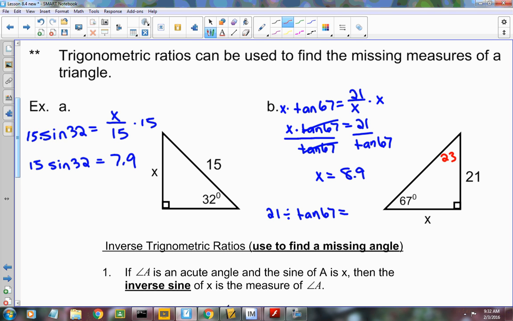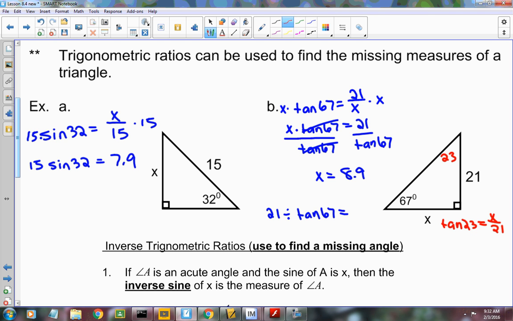So instead of using the 67 degree angle, I could use the 23 degree angle, and I would do tangent of 23 equals x over 21. That's going to give you 8.92, because you're just using this angle instead of this one. You're still setting it up the right way, and you could get the same answer doing it that way as well.